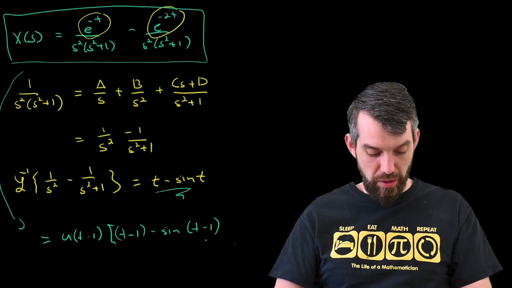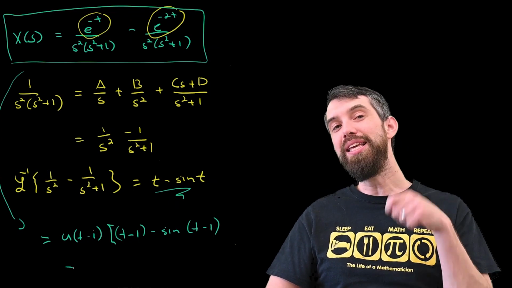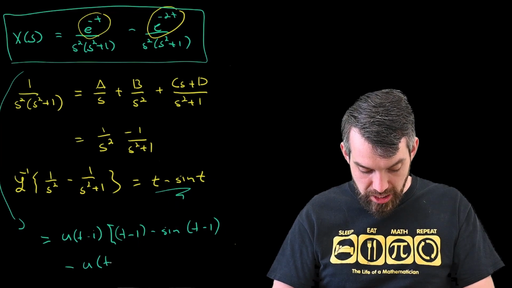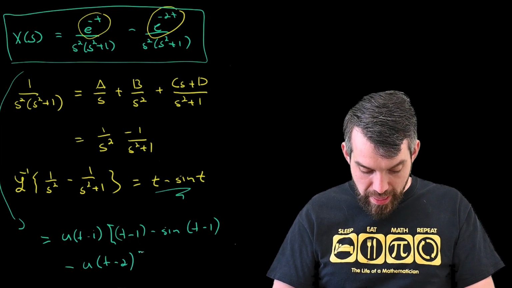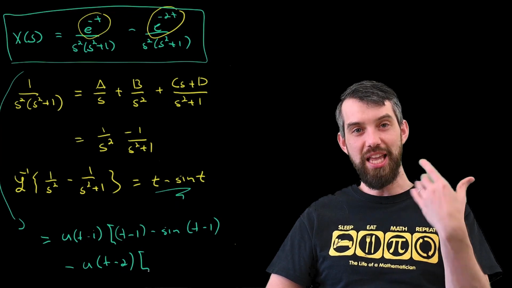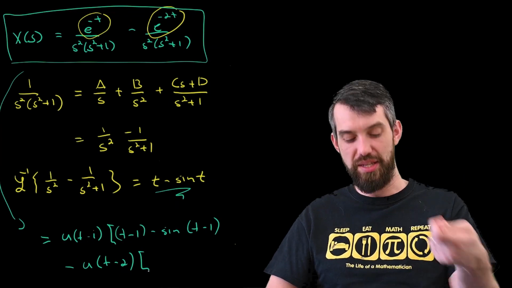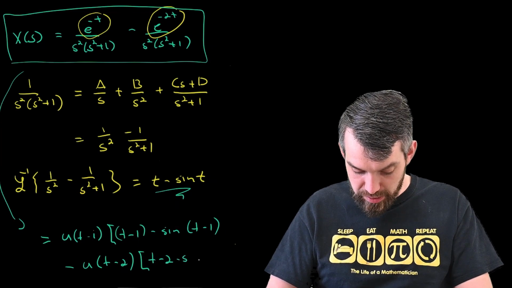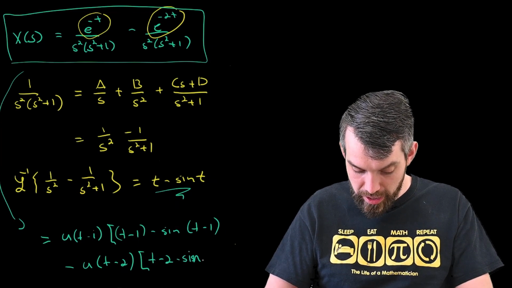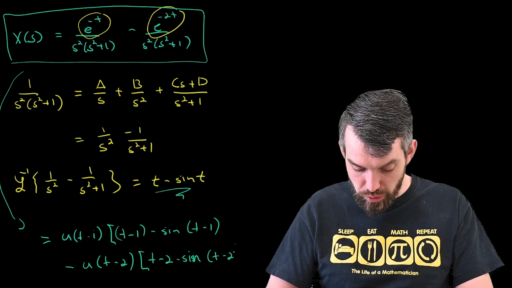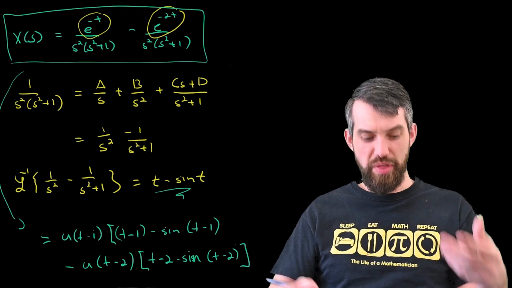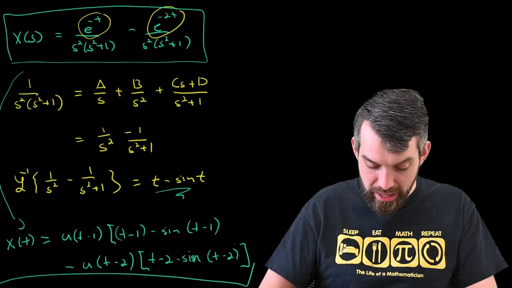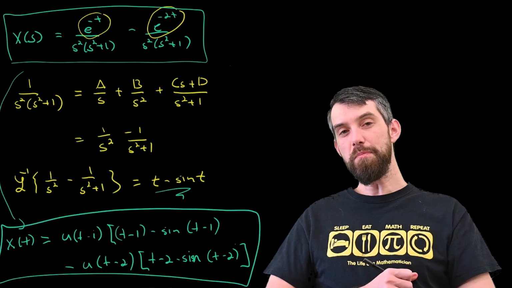That's just dealing with the first term. Then I'm going to have a negative. It's now an e to the minus 2s, and so it is the step function u of t minus 2. And then we do the same trick. It's going to be the same inverse Laplace transform, but shifted in the same way. So instead of a t, it's going to be a t minus 2. And then I'm going to have a subtraction of a sine of t minus 2 as well. So this here is all little x of t, and that is my final answer.